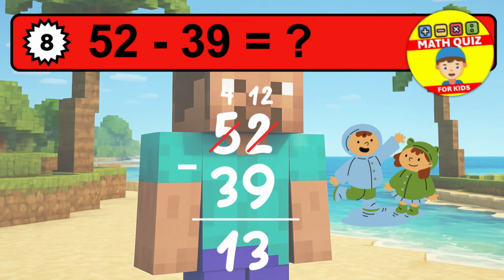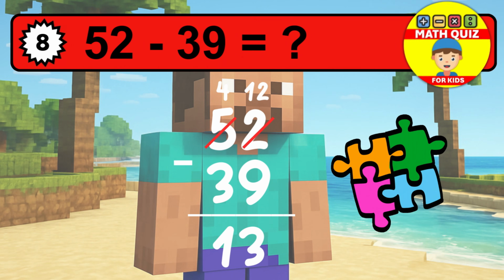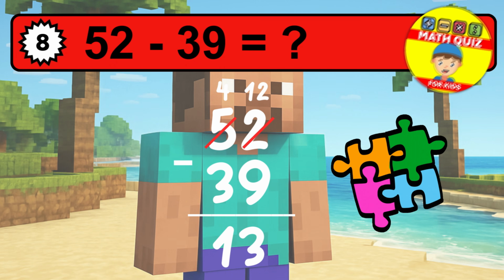Now we subtract. 12 minus 9 is 3. Then we go to the tens. 4 minus 3 is 1. The final answer is 13.